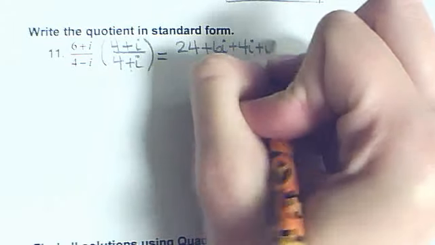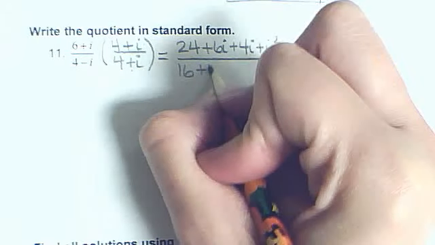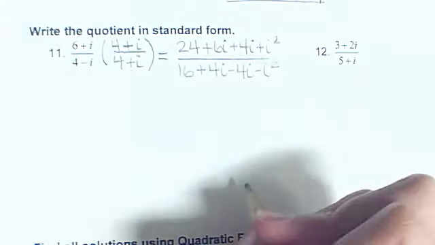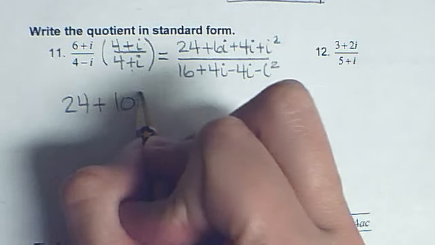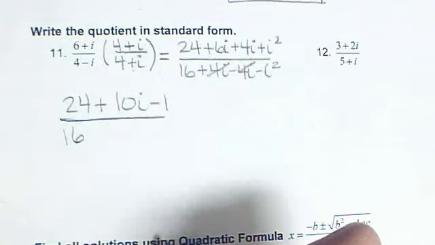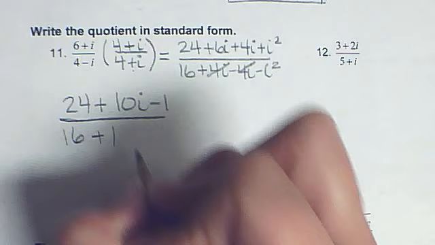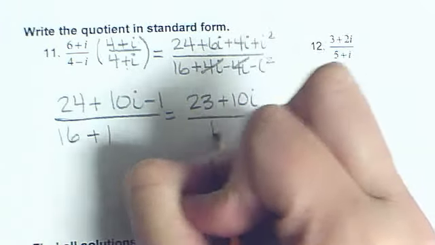At this point, I'm taking for granted that you should know how to FOIL, so I'm just going to walk through this very quickly. YouTube only allows me so much time to record these videos, and you're probably getting sick of hearing me. So I've got 24, add my like terms, plus 10i minus 1. And 16, the middle terms cancel as they always should. Minus a negative 1, which becomes plus 1. I've got 23 plus 10i over 17.